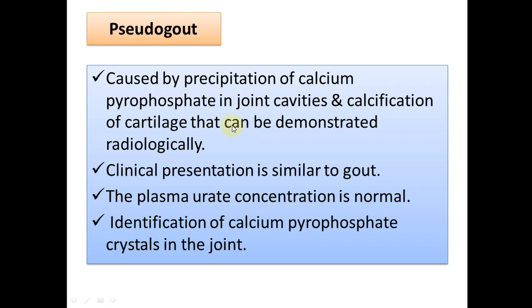And this type of pseudogout, which is caused by the precipitation of calcium pyrophosphate and calcification of the cartilage, can be seen during X-ray examinations. However, clinically, it has a similar presentation to that of the gout. However, we can use the plasma uric acid concentration, which will be normal in pseudogout and elevated in gout. And moreover, if we do examine the synovial fluid, we may be able to identify the calcium pyrophosphate crystals in the joint.